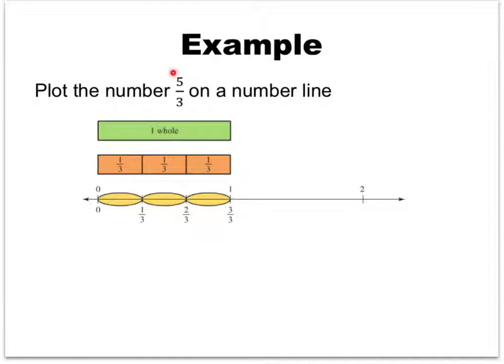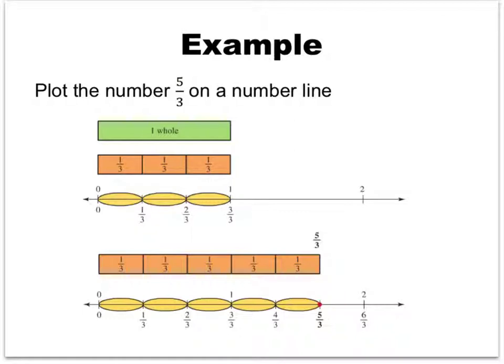And then the numerator is 5, so that means we need 5 of those pieces. And so we need to draw a little bit more than what's there, so we're going to draw 2 more pieces there. And so to plot the number 5/3, we're going to go over 5 pieces. 1, 2, 3, 4, 5. Put our dot there, and that's how we can plot the number 5/3 on a number line.